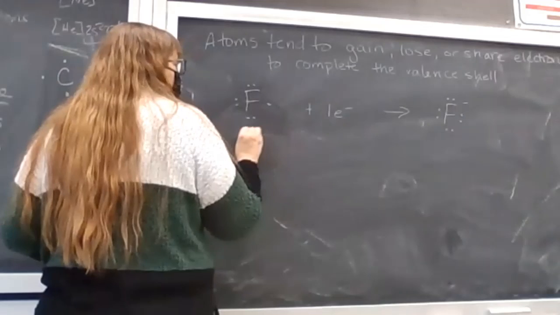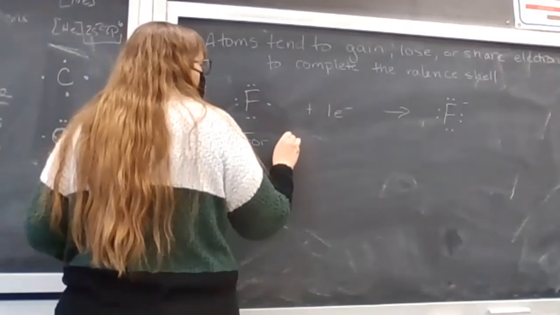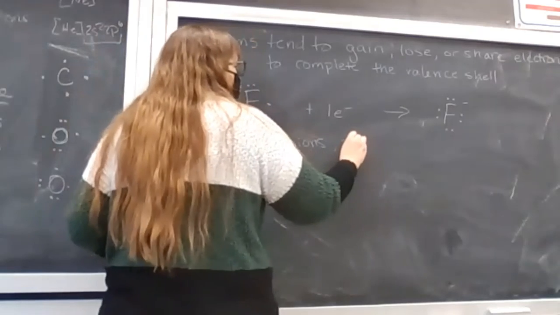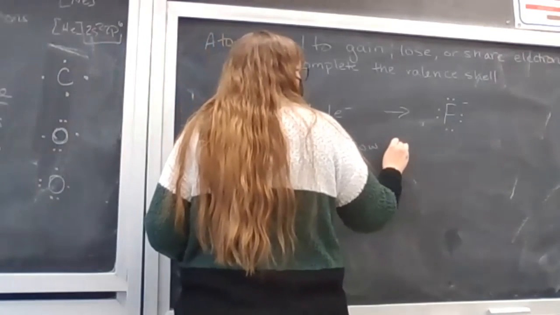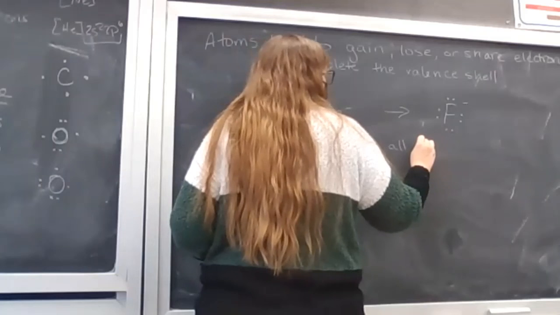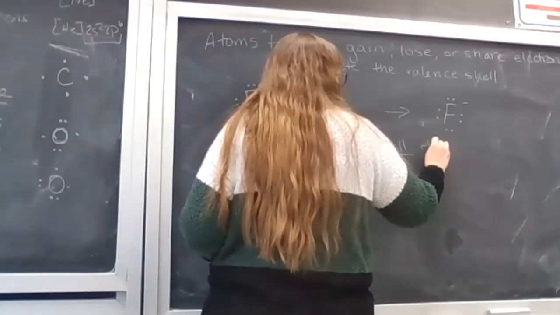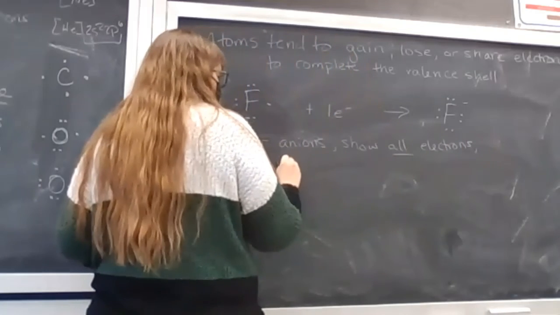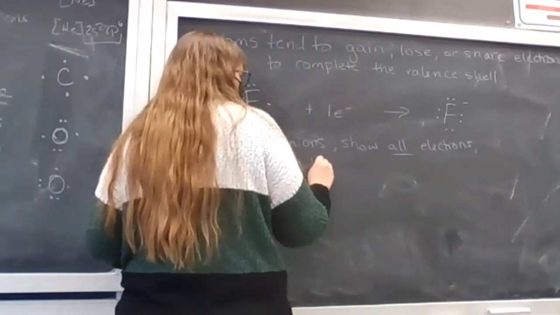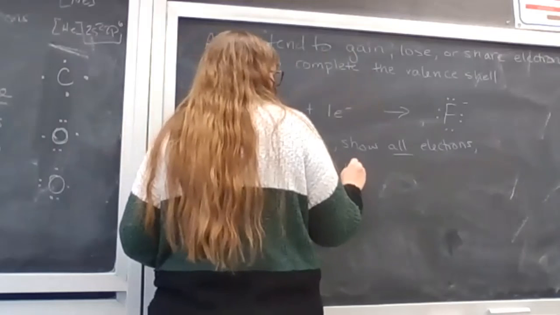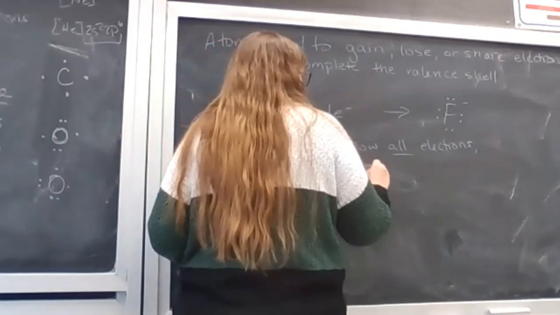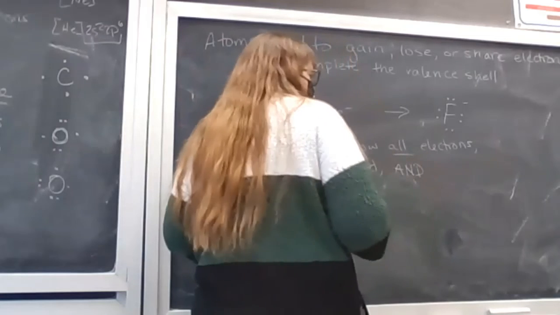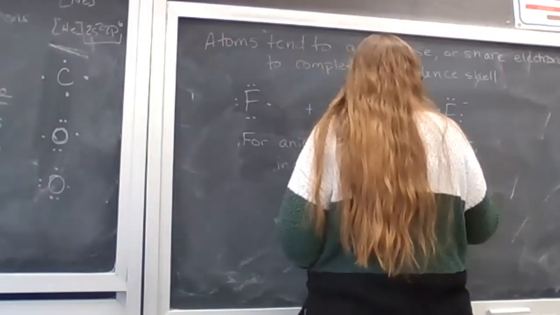So for anions, we're going to show all the electrons, including the added ones. And we're going to show the charge.